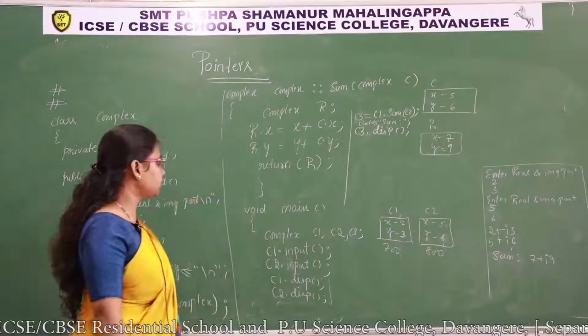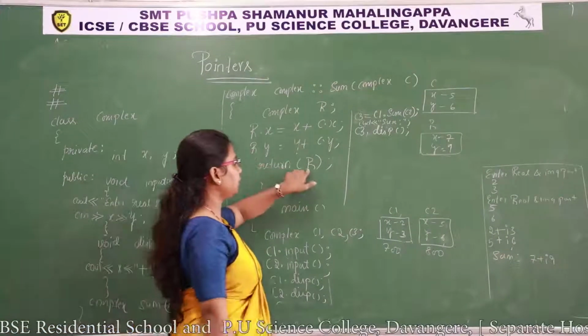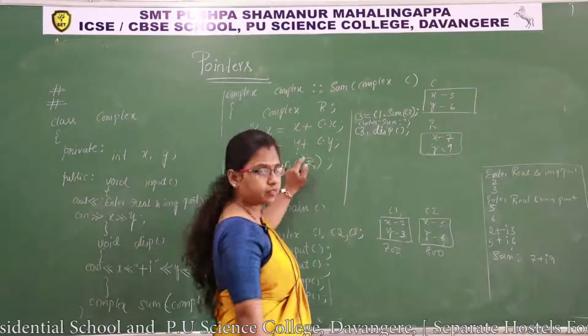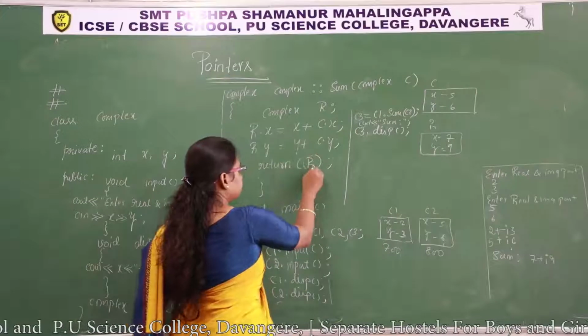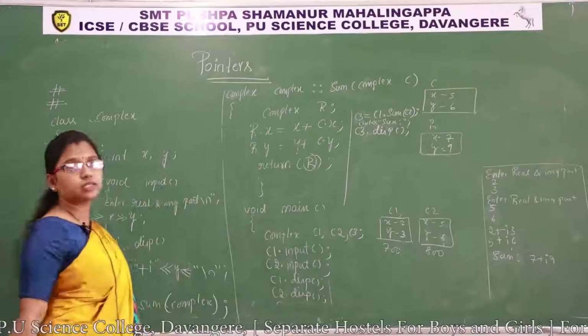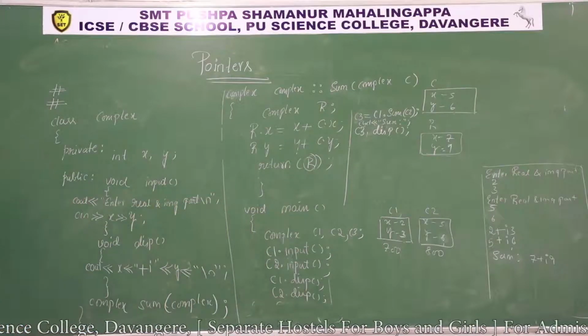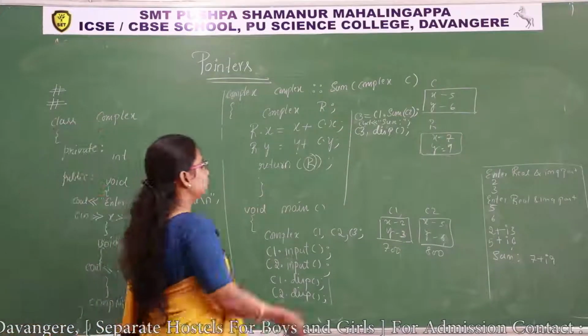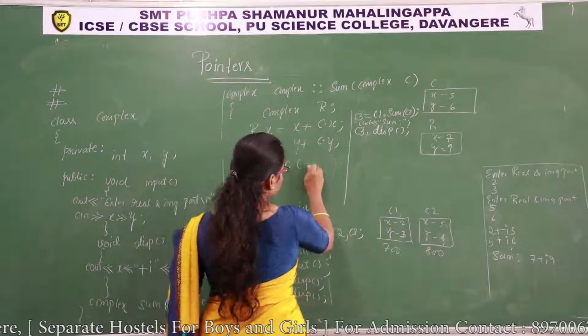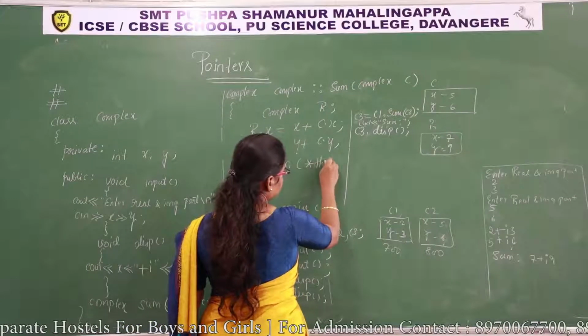See what you have to observe here. I am returning the argument, returning the object as a function return value. Instead of writing the object name here, I must use this pointer. You all know this pointer stores the address of the current working object. So instead of writing R, I can write star this here.